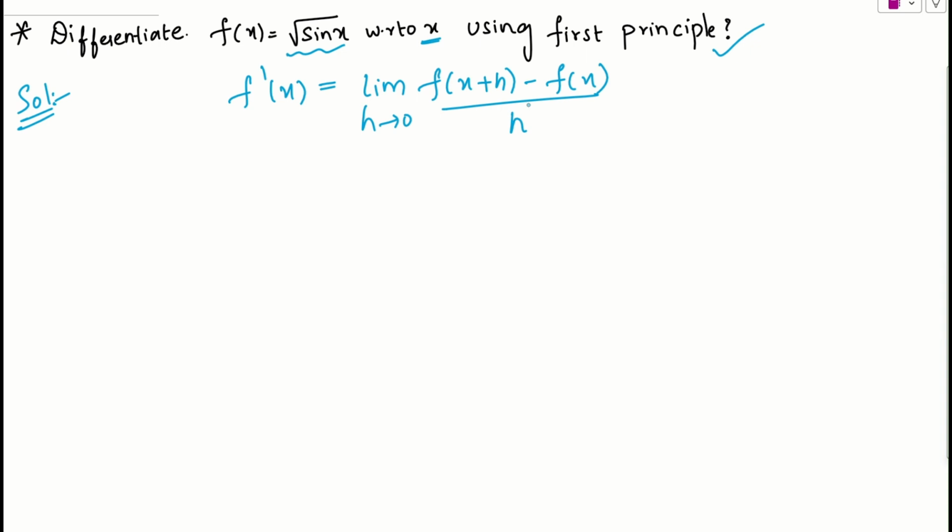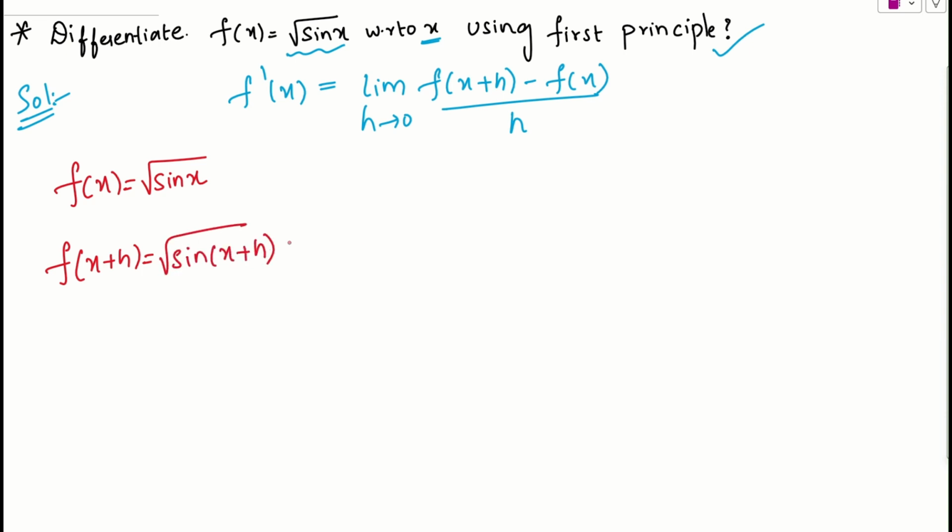So let us see what f of x is here. f of x is nothing but root of sine x. Agree? So they are asking f of x plus h. What is the meaning of x plus h? Wherever x is there, you need to replace it with x plus h. I think up to here no doubts, right? Now let us move on.